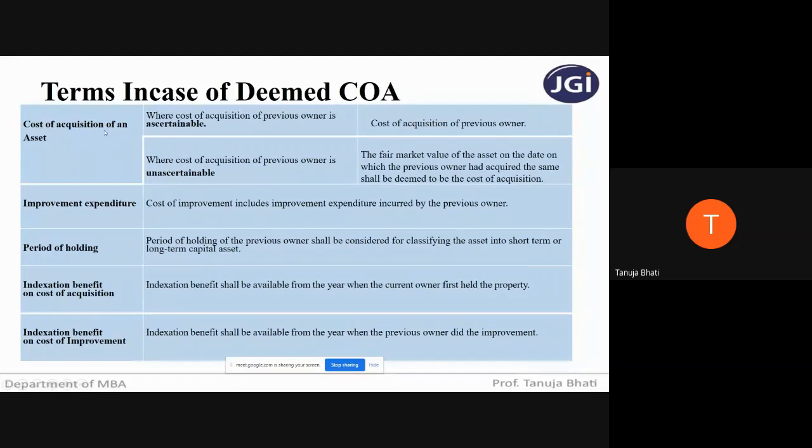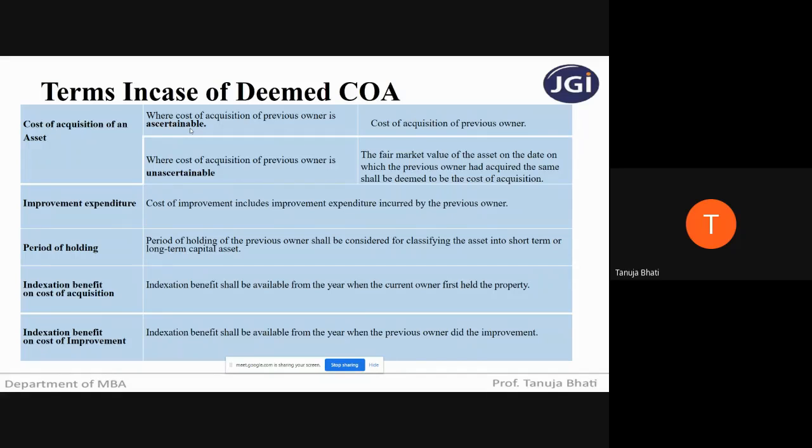Now, suppose cost of acquisition of an asset, where cost of acquisition of the previous owner is ascertainable. See, suppose I am receiving a capital asset as a gift, and I am transferring it. When I am transferring, I have to compute capital gains. There is one concept called cost of acquisition. Since I've received it as a gift, I know that whatever cost the previous owner has incurred, that is the cost I'm supposed to take.